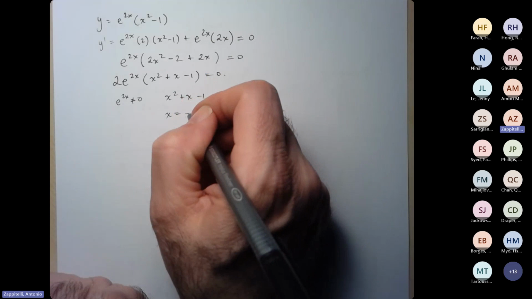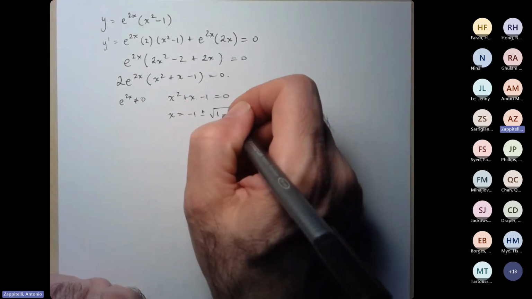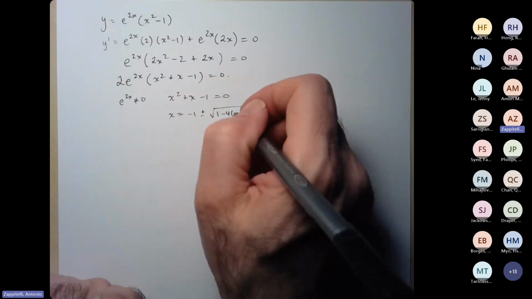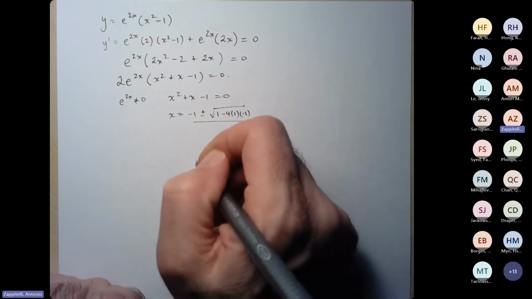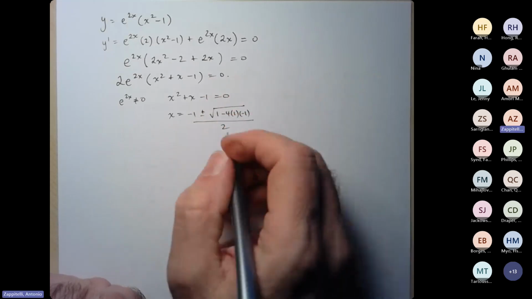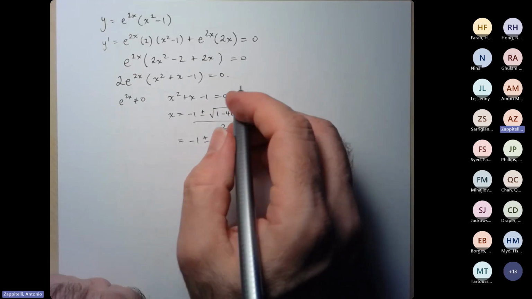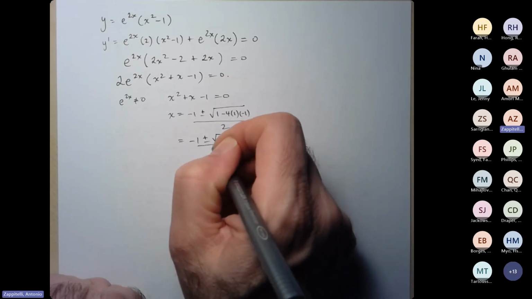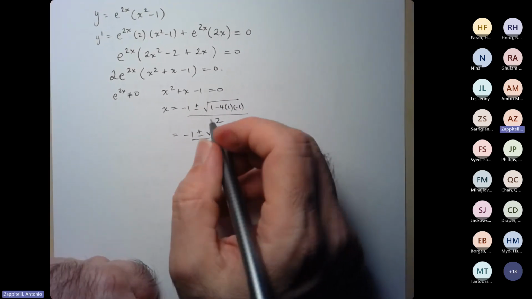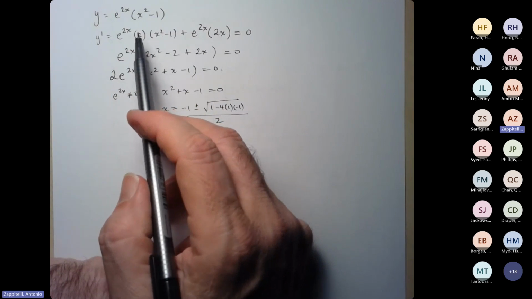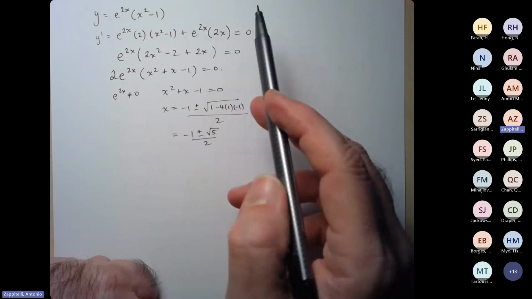So negative b, so -1 plus or minus the square root of b squared, so 1, minus 4 times a, which is 1, times c, which is -1, all over 2. So what does that give us? -1 plus or minus the square root of 1 plus 4, which is 5, over 2.